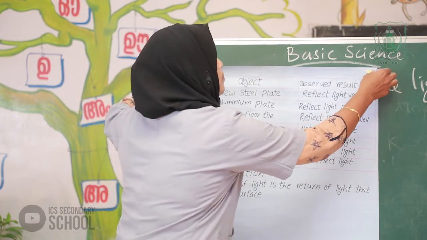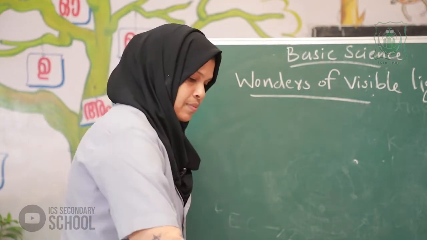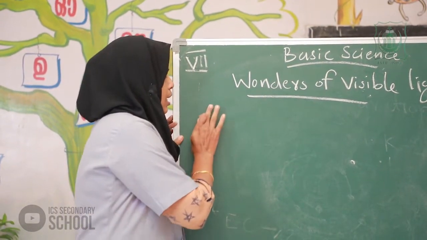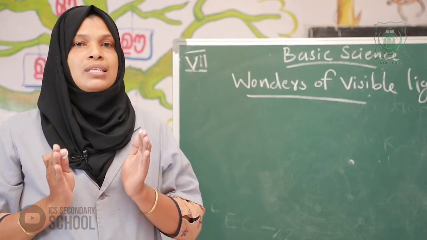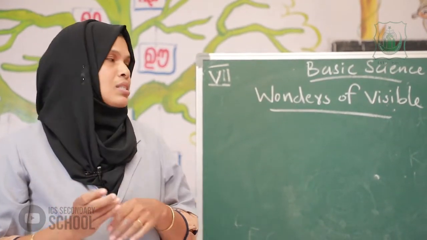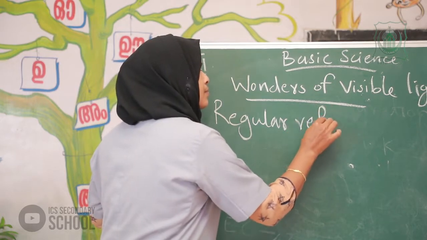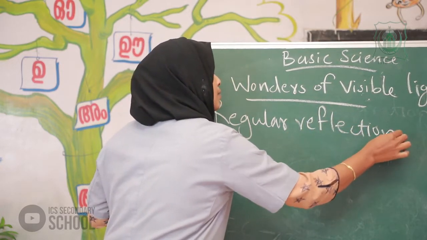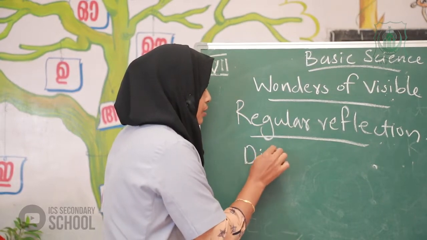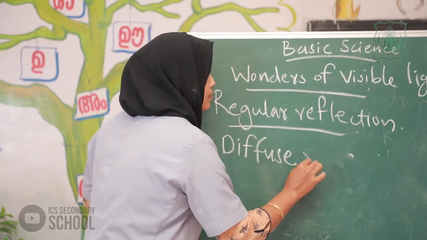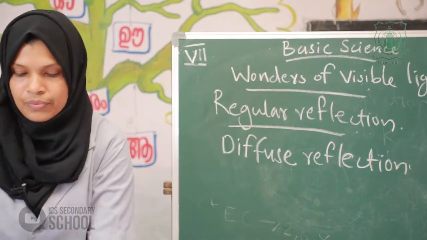Next, we are going to study the surface matter. We can classify reflection into two types on the basis of the surface. The first one is regular reflection. The second one is diffuse reflection.